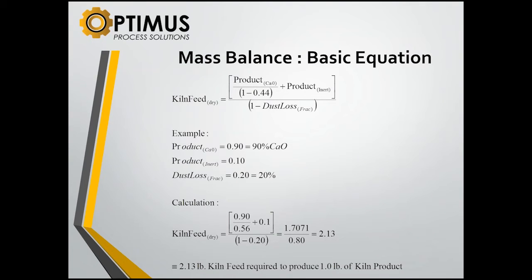Basic mass balance: as you work your way through the kiln, you have to take into account the dust loss that is coming out of the kiln and the availability that you are looking for. In general, you are looking at approximately double the amount of feed coming in, for example 2 pounds, to produce 1 pound of kiln product.